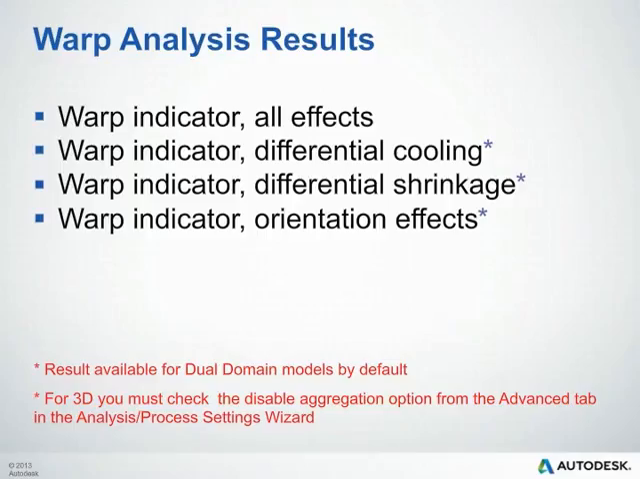You can get up to 4 results when running the warpage analysis. They are the warpage indicator all effects, and then one for differential cooling, one for differential shrinkage, and one for orientation effects. These last 3 results will always be available for dual domain by default. However, for 3D, remember you have to disable that aggregation option in your advanced tab, or else you will not get these last 3 results.